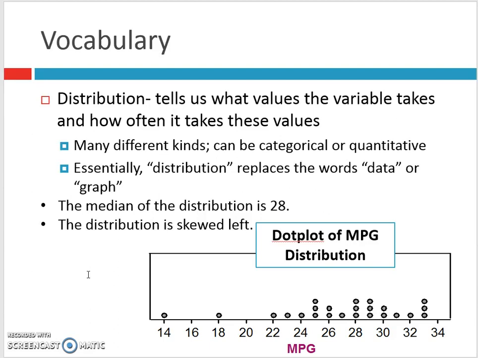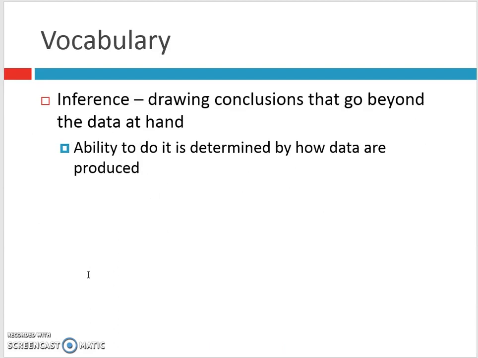And then last but not least, we have inference. You heard about this in that previous video. Inference is drawing conclusions that go beyond the data at hand. This is the big reason why we study statistics, because we want to know about big picture things. And oftentimes it's not possible for us to gather data from an entire population because the population may be too large. So you have to be looking at samples and then using good methods that we'll learn about this year to draw conclusions that go beyond that data.